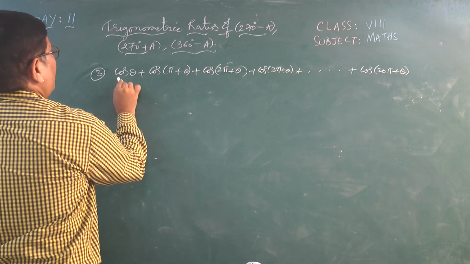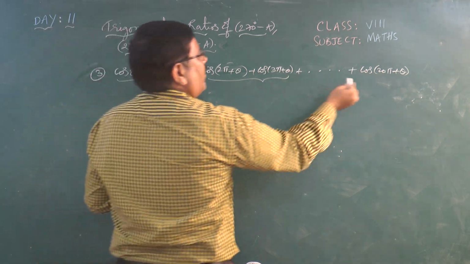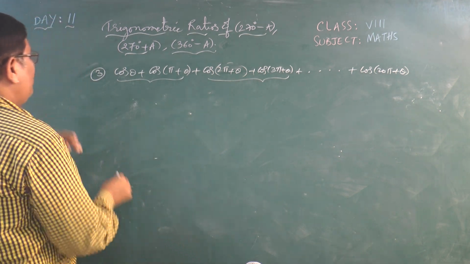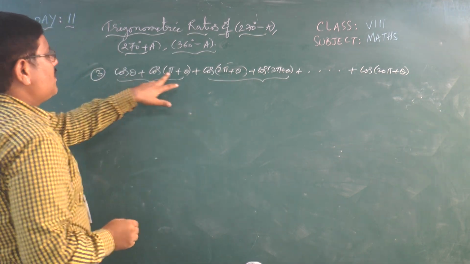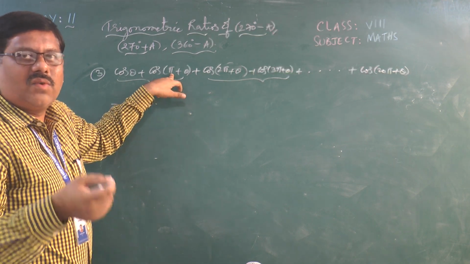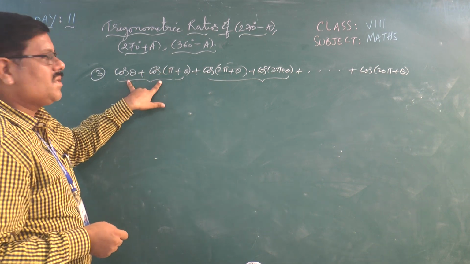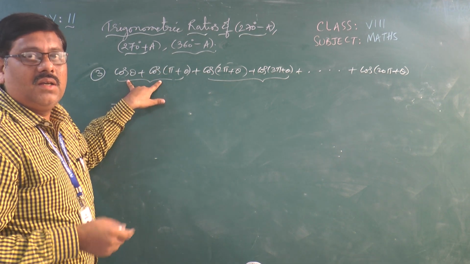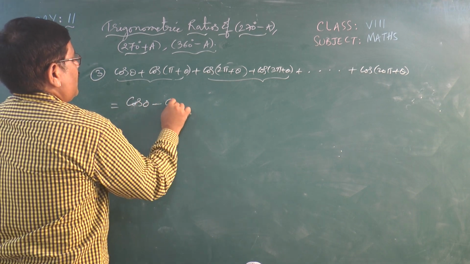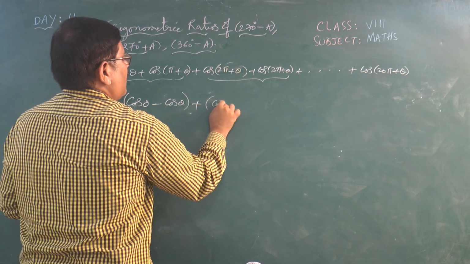Let me regroup. Let us take these two as a group, these two as a group, and before that we have a few more terms. Anyway, now if you take cos theta plus cos (pi plus theta): pi radians is equal to 180 degrees, and cos (180 degrees plus theta) is minus cos theta. So this will be cos theta minus cos theta, plus cos (2 pi plus theta), which is of course cos theta.